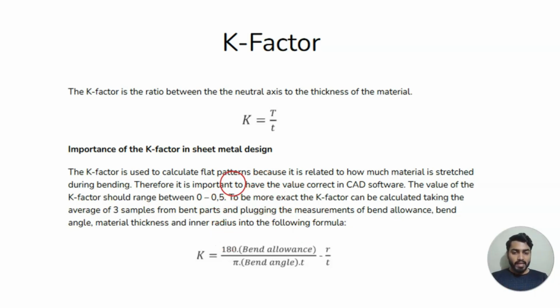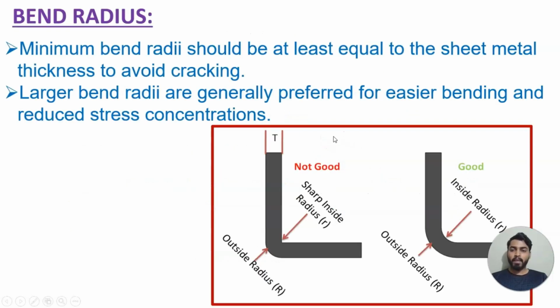To be more exact, the K factor can be calculated by taking the average of 3 samples from bent parts and plugging in the measurements. This you can see is just a theoretical formula. So K equals 180 by bend angle. Like that we will get it properly, but no need to take tension. Why? Because in our CAD software, if you give the thickness of the sheet, it will automatically take the K factor required. I'll show you while creating sheet metal parts using SolidWorks or CATIA.